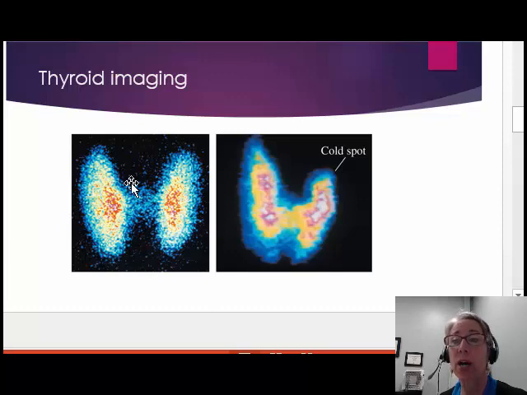On the left, the isotope is evenly distributed throughout the thyroid, indicating a healthy thyroid. On the right, a cold spot is seen, which shows up as a dark spot, indicating a region where the thyroid is not functioning properly. A section with a high concentration of the radioisotope, or a hot spot, would imply cancer.